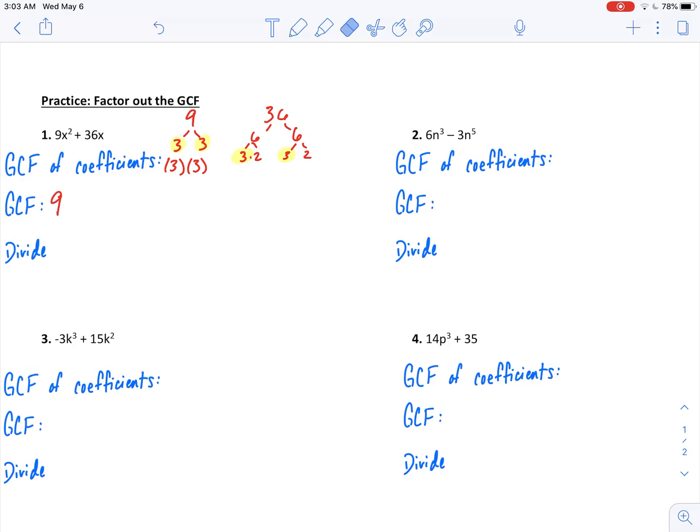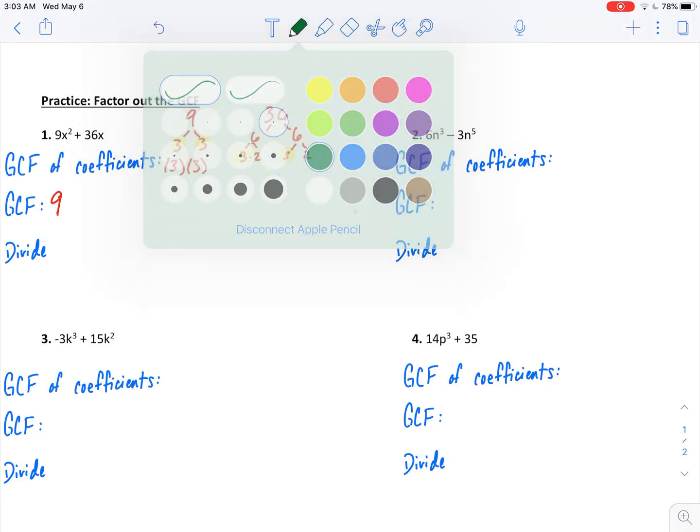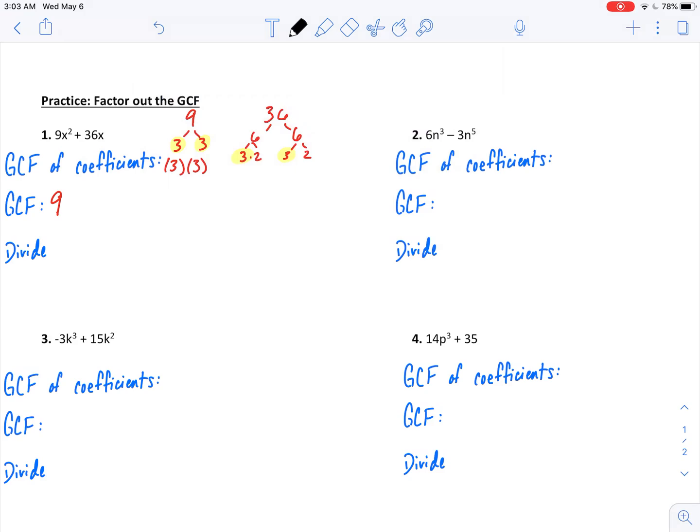And a quick thing that you should always be checking first is, does the smaller number go into the bigger number nicely? If I take 36 divided by 9, do I get a nice round number? And I do. So if that happens, then your smaller number is automatically your GCF. That'll save you a little bit of time. Okay, so my GCF is 9.